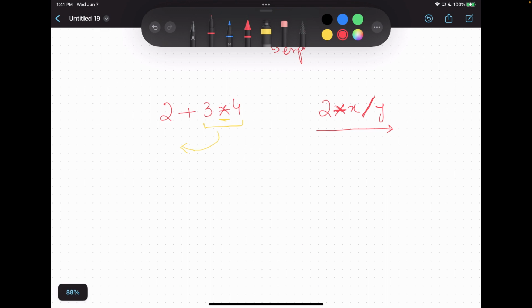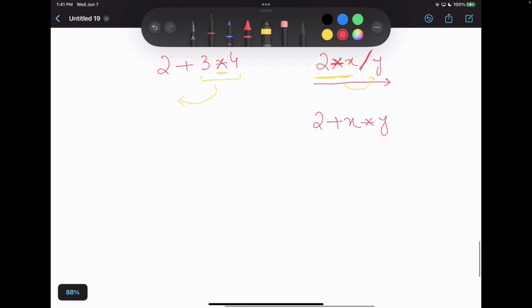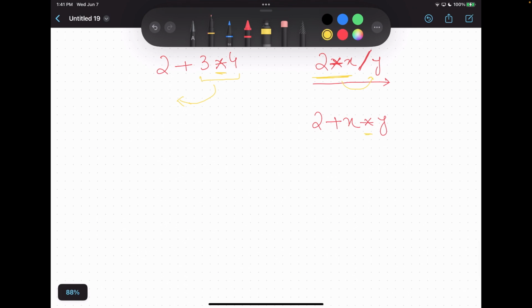So which means that first of all, 2 times x is evaluated, and then the result is divided by y. Okay. And if I were to have, let's say, 2 plus x, same as previous, 2 plus xy. So here again, the multiplication has the highest precedence. Okay, so x times y would be evaluated first.